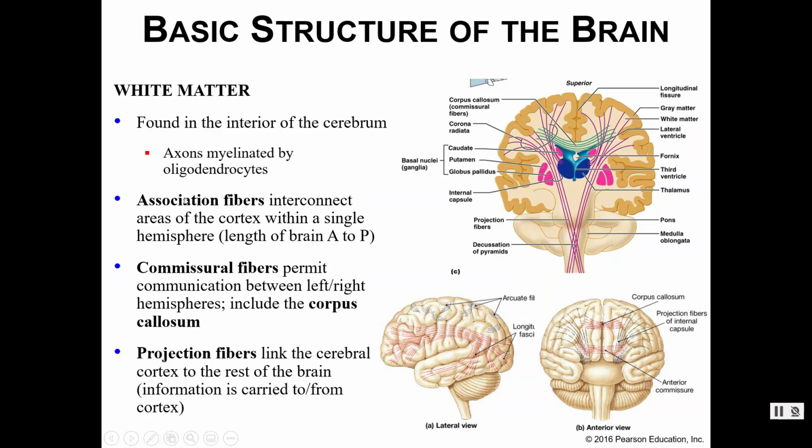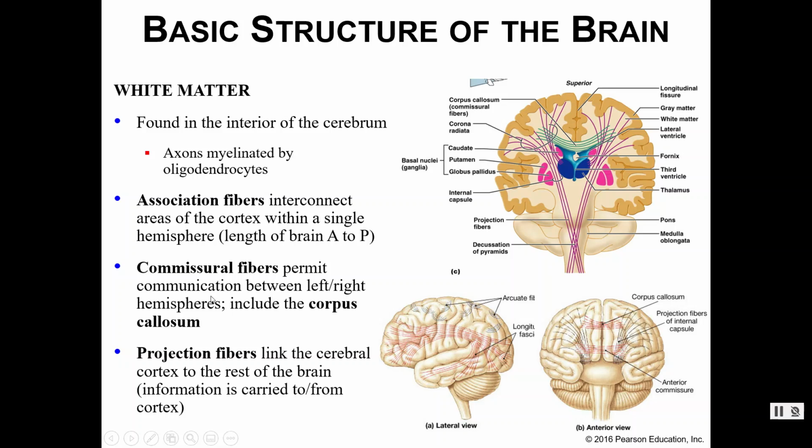We've got association fibers. These help connect areas of the cortex within a single hemisphere. So these run the length of the brain anterior to posterior, so front to back. These red ones, for example, we are going to have these red fibers run front to back on the left side, and then we'd also see the same thing on the right side also.